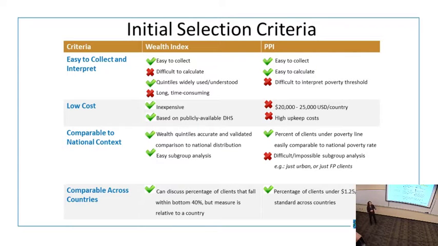The Wealth Index is difficult to calculate. It requires a fairly sophisticated level of statistical knowledge and the ability to run a principal components analysis. And the questions are long and they're time consuming. On the other hand, the Progress Out of Poverty Index can be difficult to interpret, this percentage of probability someone lives above or below a poverty line. And the upkeep costs and the cost to add new countries were rather substantial.